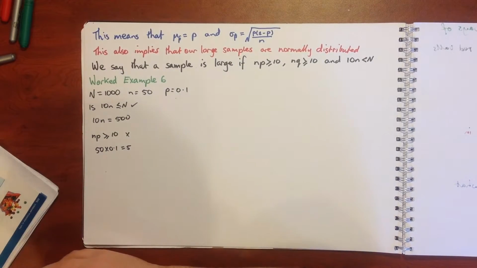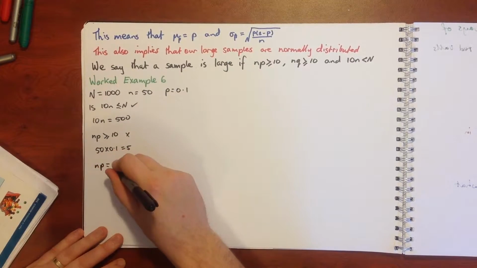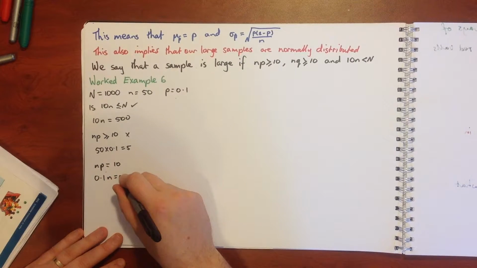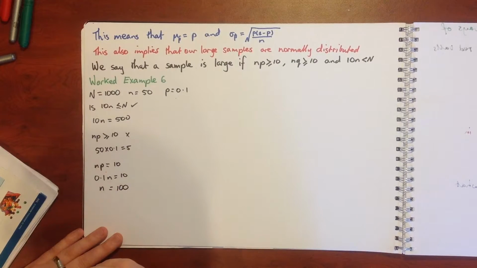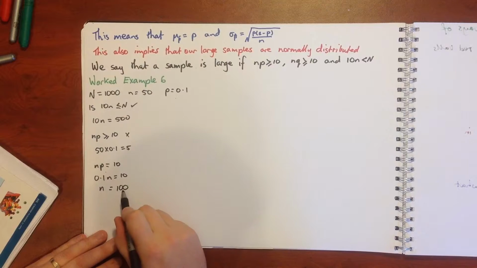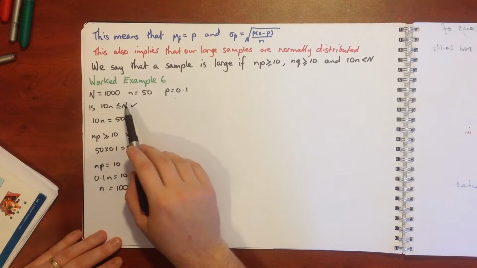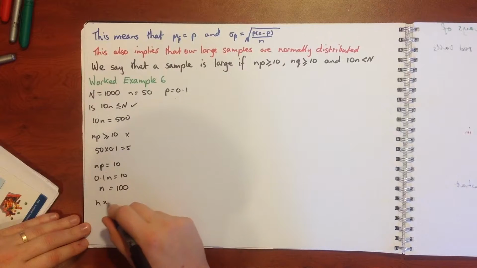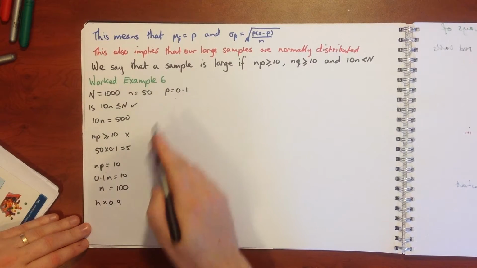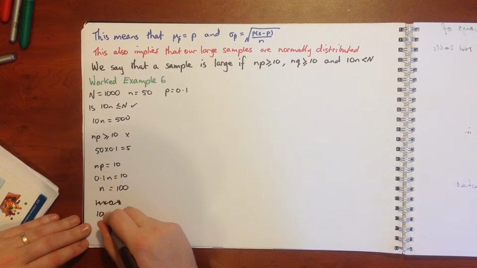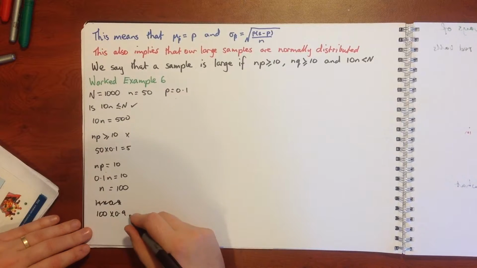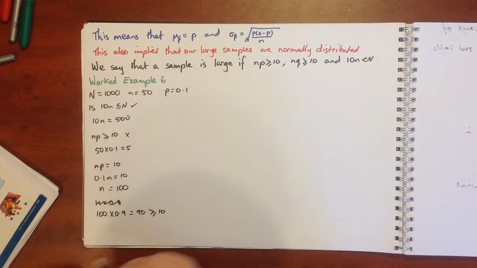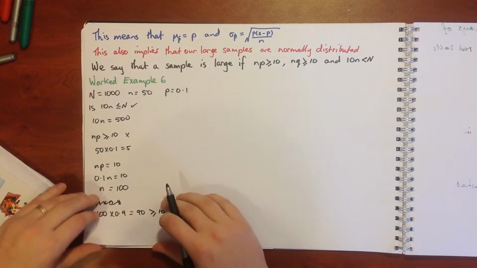Now, if not, how big would the sample need to be? Well, we need np to be at least 10, and we know that p is 0.1. So 0.1 times n equals 10, so n equals 100. Now we need to check our other conditions if n was 100. If we times that by 10, we get 1,000, which is the same as N, so that's fine. Then n times q, where q is 0.9 because it's 1 minus p. So that's 100 times 0.9, which equals 90, which is greater than or equal to 10. So our n of 100 would be a large sample because it satisfies all our conditions.